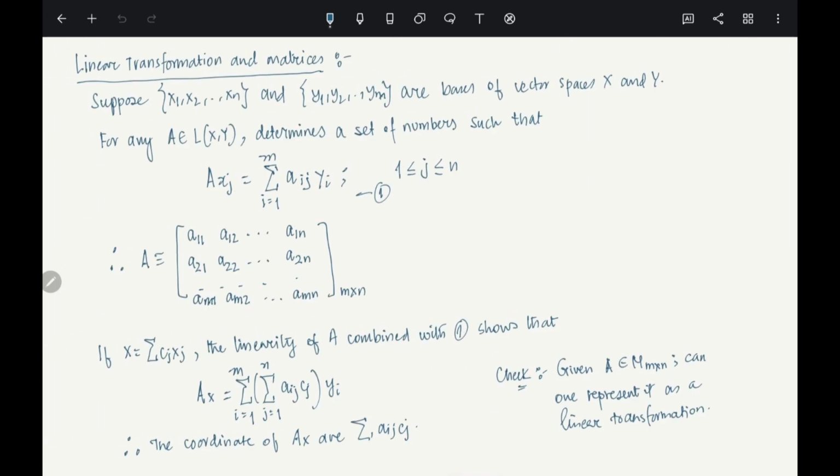Now the question is: why are we suddenly interested in this? Because matrices play a fundamental role in our study of ODEs, which we are going to see later on. Anyway, you already know this matrix is of size m cross n, meaning m rows and n columns.